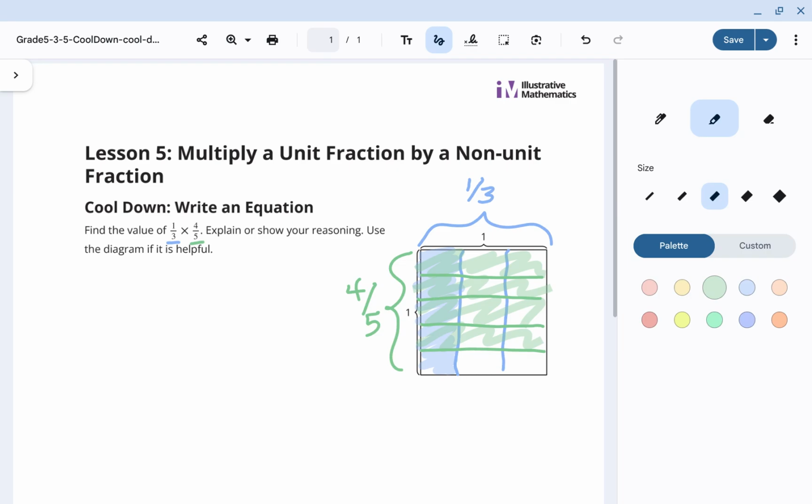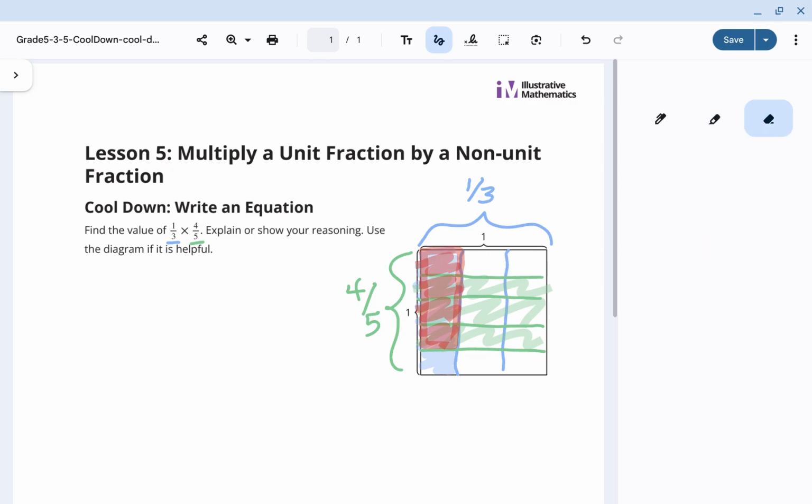Indeed we do. Now remember, oftentimes when we model this, we do not keep it like this. We may not see it like this. Really, the area that is most important for us to focus on is where we see the overlap. So the overlap in this shading occurs right here. I see 1 rectangle, 2 rectangles, 3 rectangles, 4 rectangles with the overlap, the green and the blue shading.